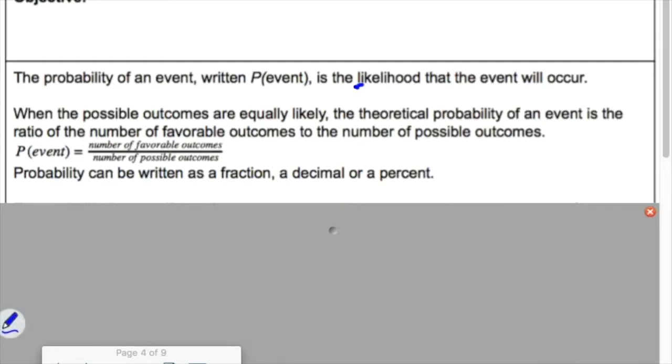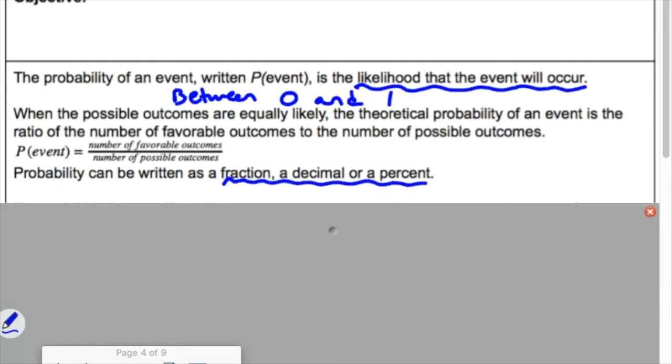Probability is just a likelihood. It's saying what's the probability that something's going to happen. So you could find the probability that something could happen or could not happen. Your answer should always be between 0 and 1. So if you know the probability is not going to happen, then it would be 0%. And if you are certain of it, it would be 100%. So most of your answers are going to be written as a fraction, a decimal, or a percent, because it's going to be somewhere on that spectrum between 0 and 1.